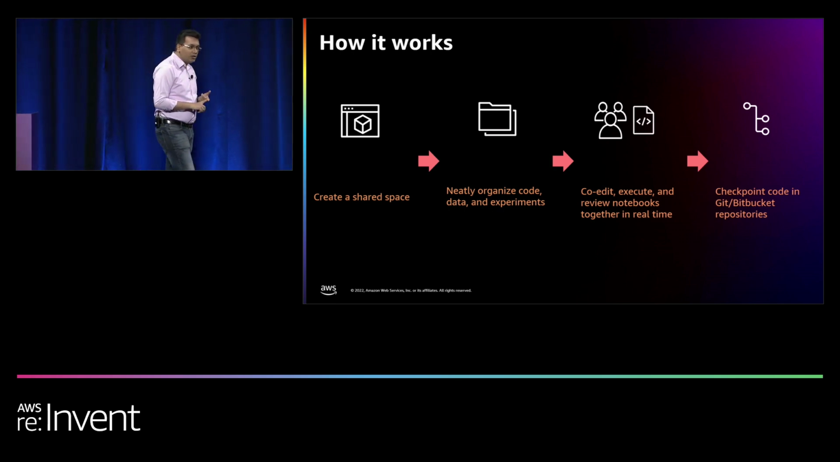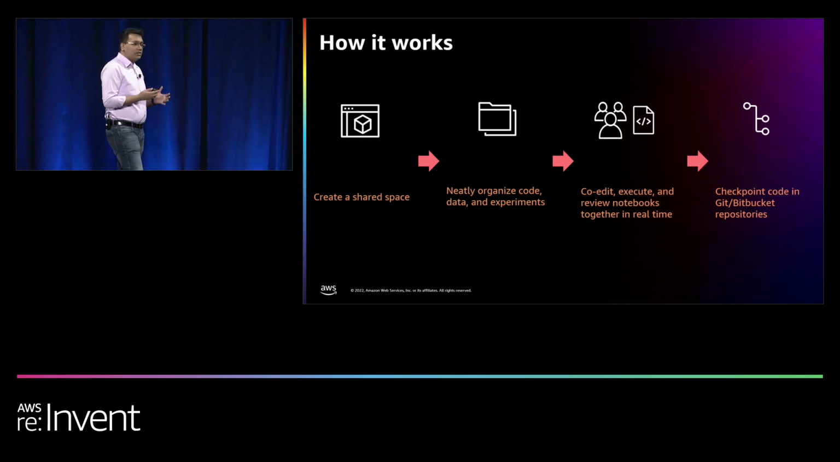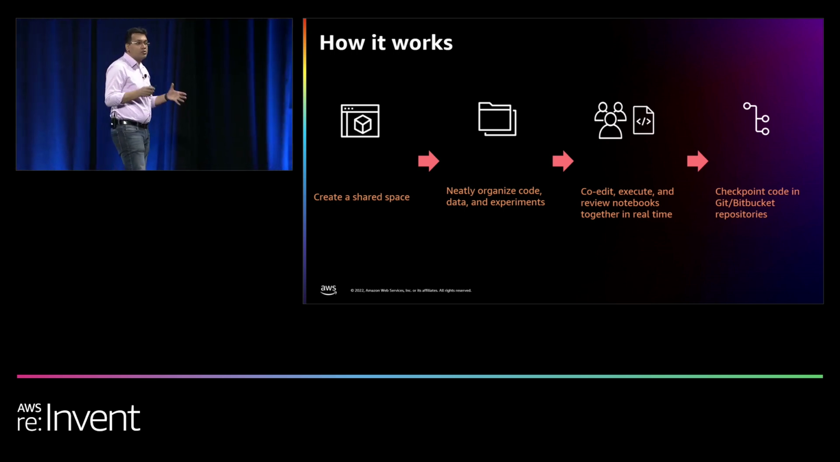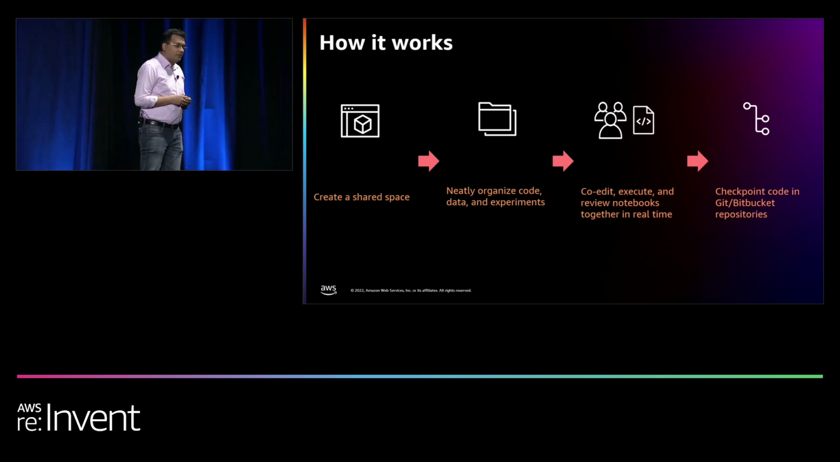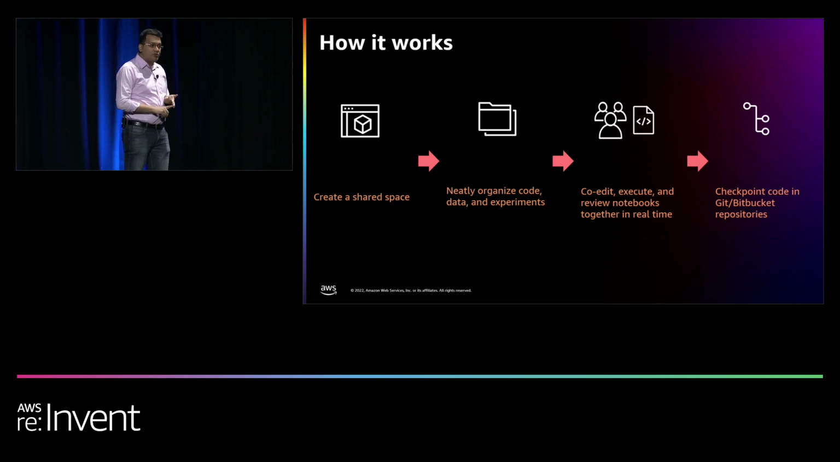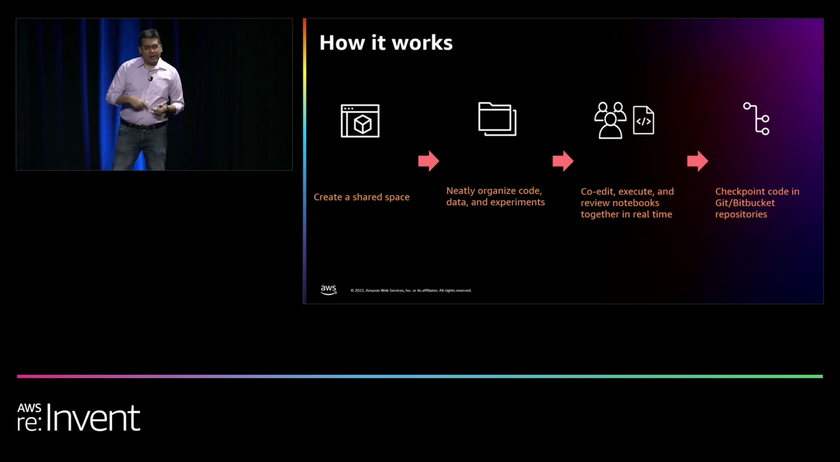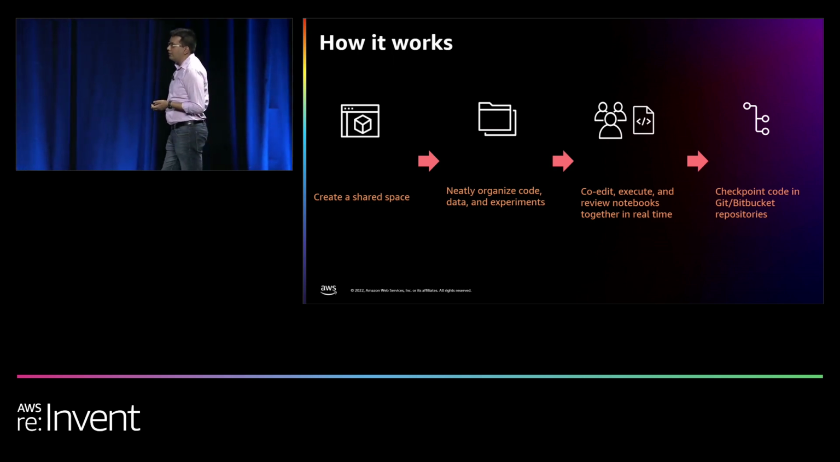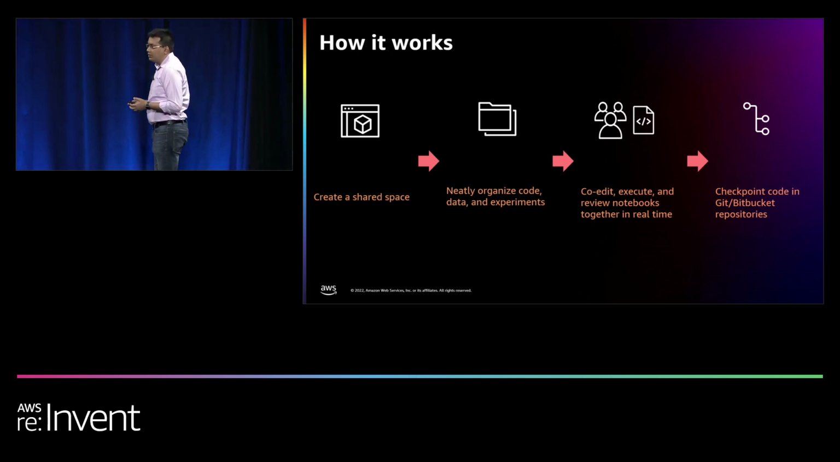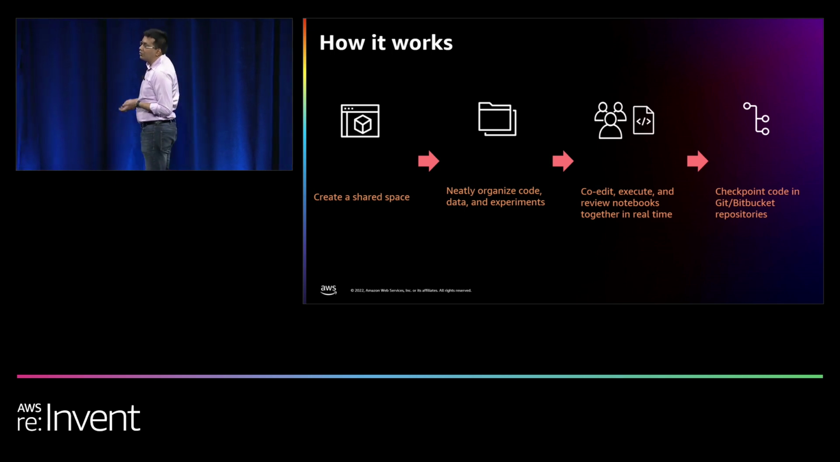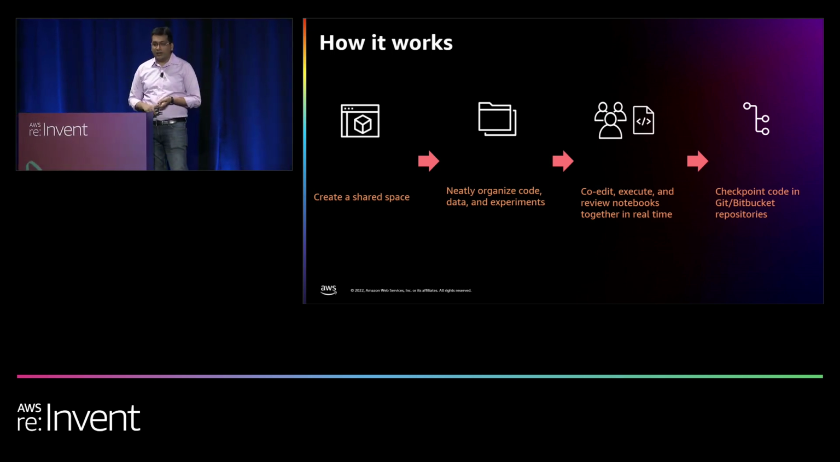You can edit the notebook with real-time cursors for each of your users who are logged into the notebook, displayed in real time. You can run the notebook output and review those outputs together in real time. And at any point, if you want to take a snapshot of your work, you can commit your code to the attached code repositories. The spaces support the AWS CodeCommit, Bitbucket, and GitHub repositories.